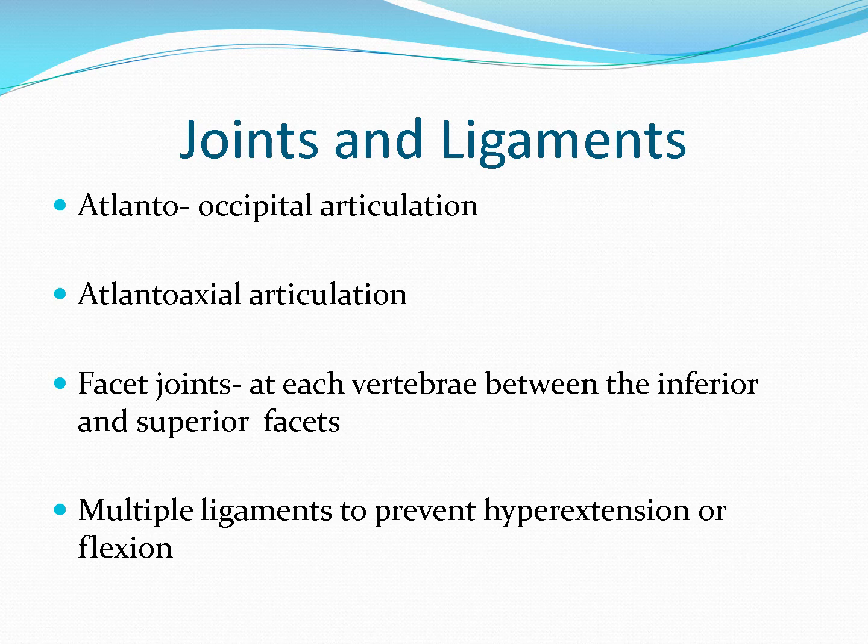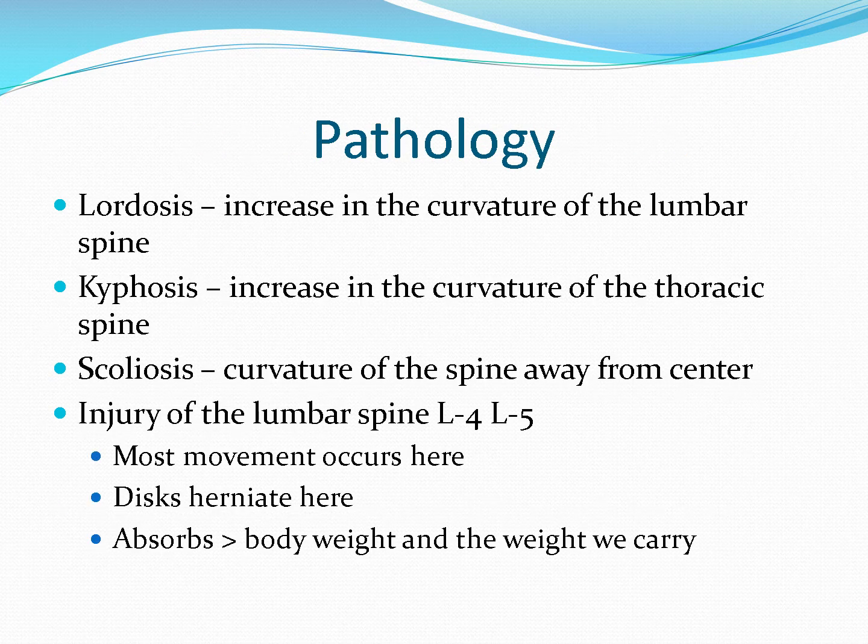We have facet joints, which are at each of the vertebrae between the inferior and superior facets. We already mentioned that. And then, as I said, multiple ligaments to prevent excessive hyperextension and also excessive hyperflexion. Okay, so flexion is important in the trunk and the neck, but we have those ligaments to help prevent us from overextending or overflexing. A couple things about pathology.